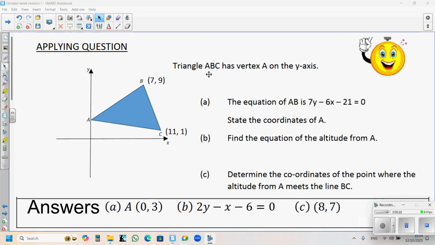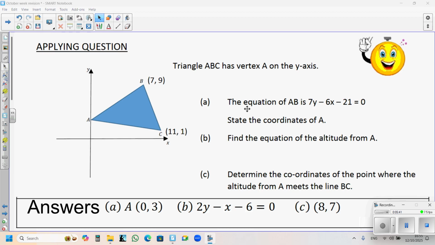So in this question, triangle ABC has a vertex on the y-axis. No coordinates are given for that one, but we know the coordinates of B and C. But they have told me it's on the y-axis. So what do we know about all points on the y-axis? The x number is 0. So we'll bear that in mind.